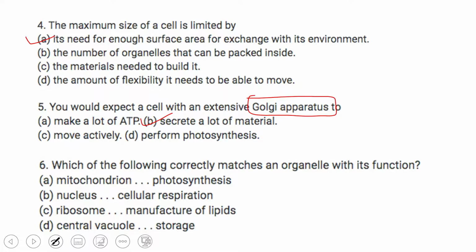If a cell is expected to make a lot of ATP, which organelle is going to be in excess? It's the mitochondria. Move actively, it is going to be the cytoskeleton. And what about photosynthesis? The cell will have excess of chloroplast.